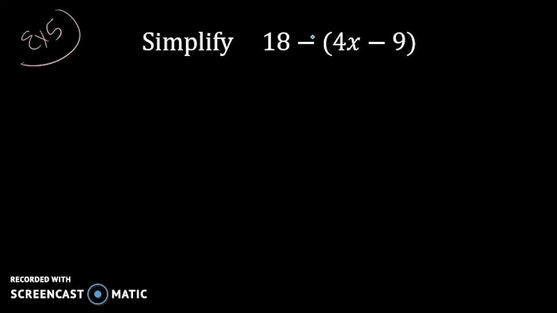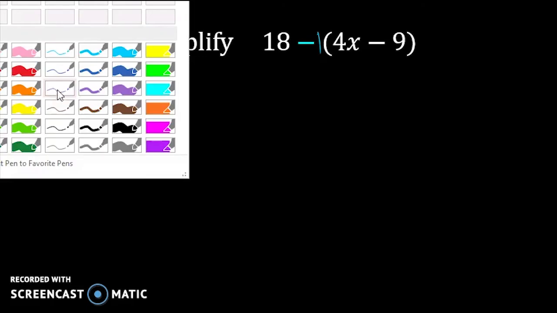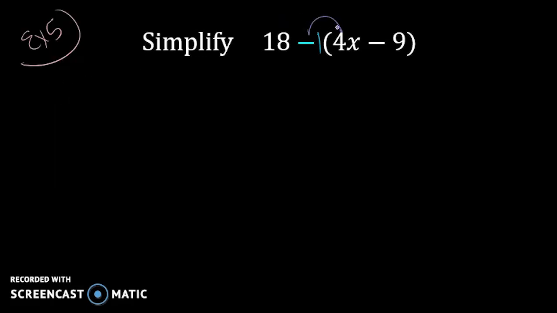Okay, so to distribute, we have to remember there's an imaginary 1 in front of this negative sign, or in front of the minus sign. So those are glued together. So when I distribute this, I have -1 times 4x and -1 times -9. So I'll have 18 minus 4x, and -1 times a -9 is a positive 9.